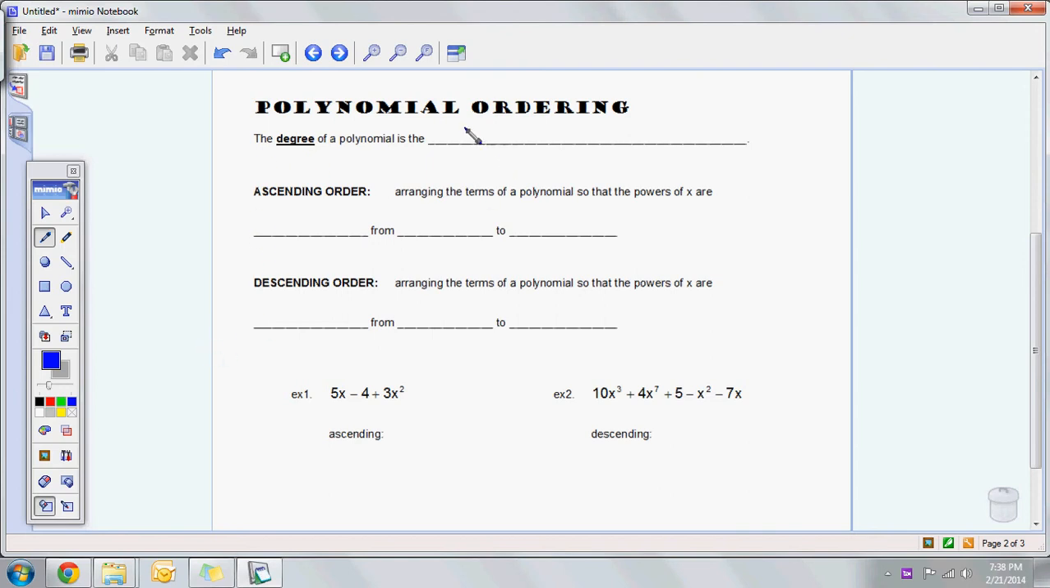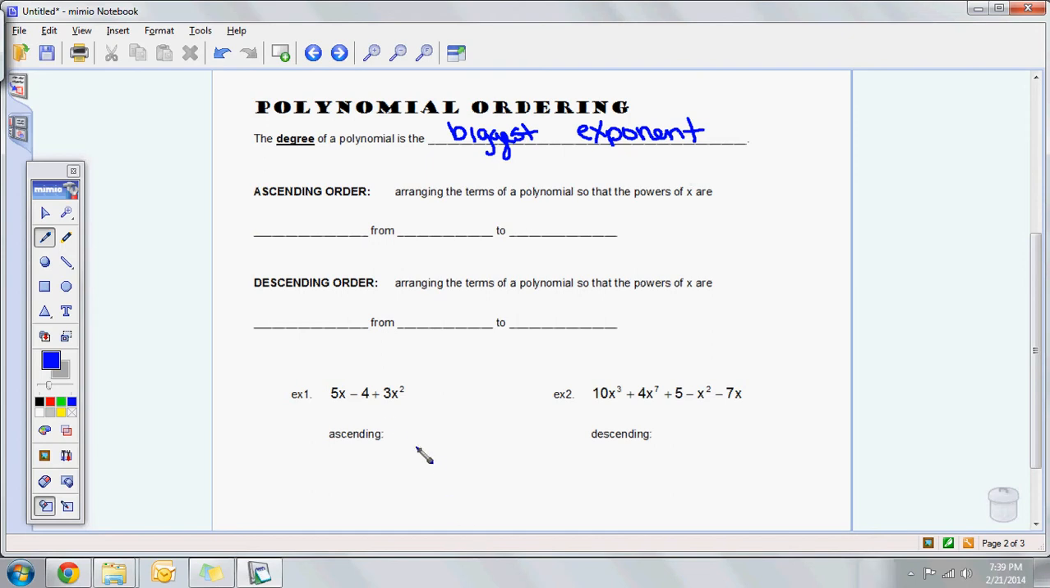So to find the degree of a polynomial, it's always going to be the biggest exponent that you see. So biggest exponent is the degree of the polynomial. So if the biggest exponent of a term is 3, then that's your degree.